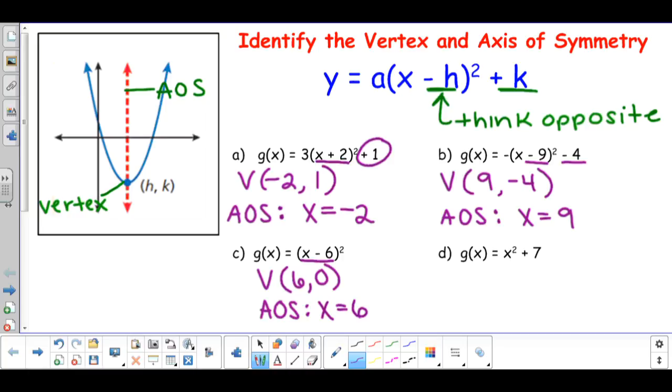In D, I have no parentheses around my x, so it's not going left or right, but it is going plus 7, so it's going up 7. So my vertex will be at 0, 7, and then our axis of symmetry will go through that x coordinate, so my axis of symmetry will be at x equals 0.